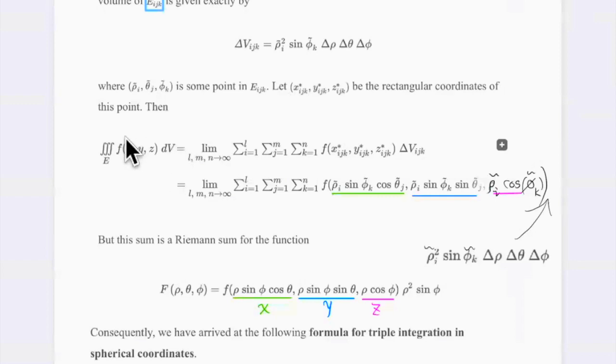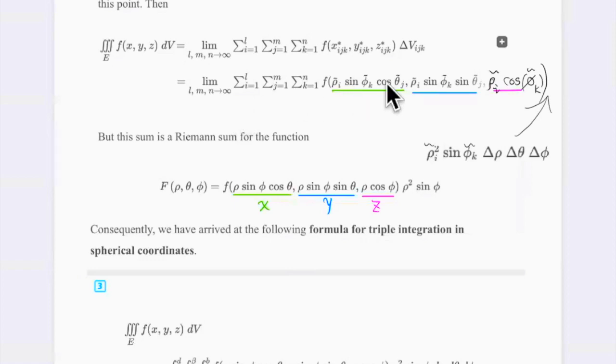Then the triple integral of a function over this solid is equal to the limit of this Riemann sum, this triple Riemann sum. So it's a function value at this point, and here is the volume for that wedge. And letting L, M, and N go to infinity, this triple Riemann sum is going to approach this triple integral of this function over the solid.